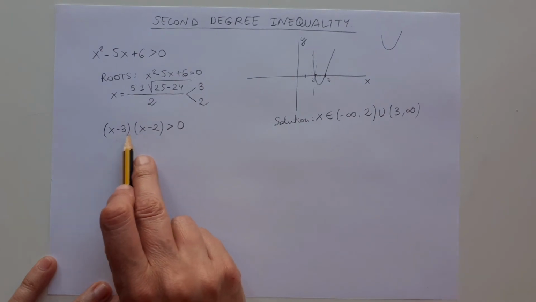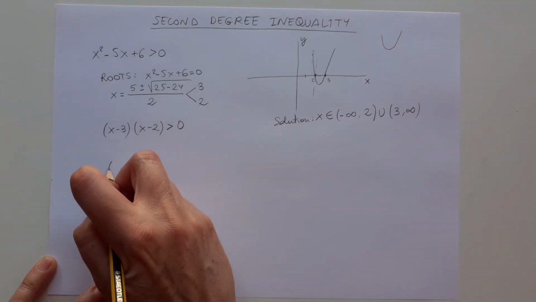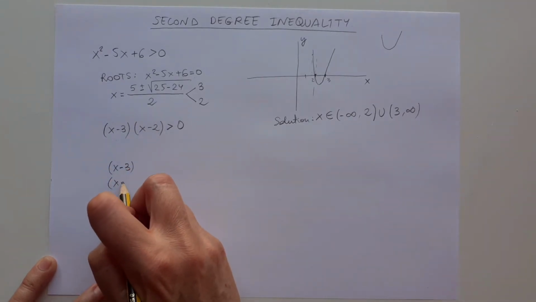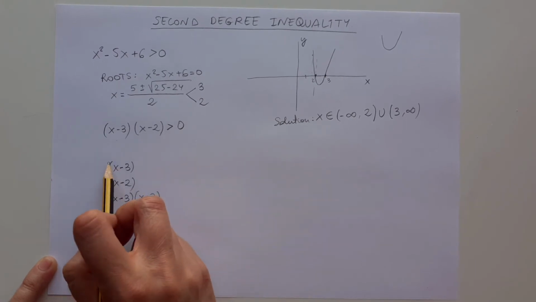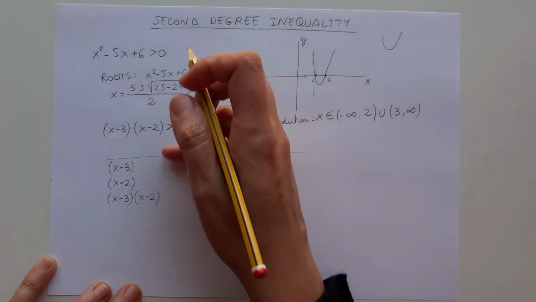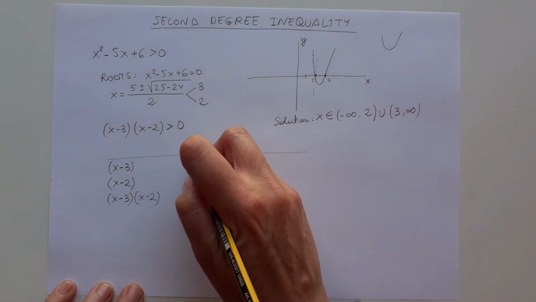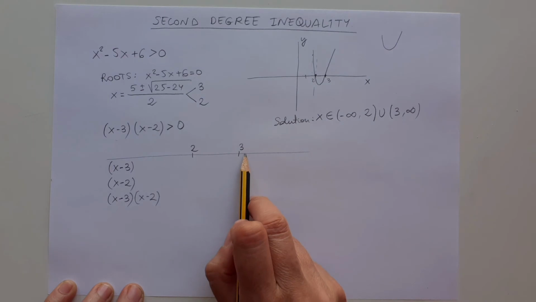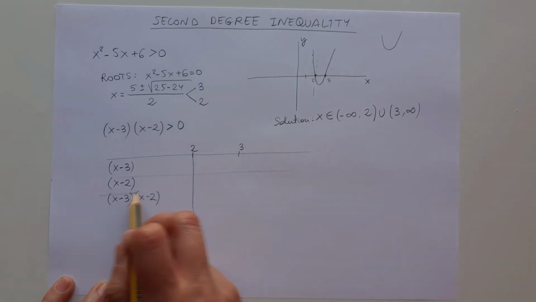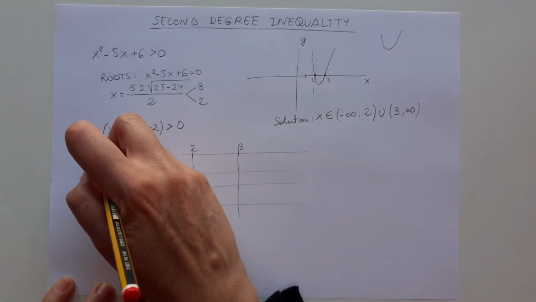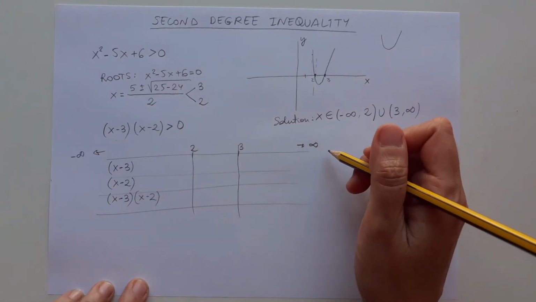So I need to study the signs of the factors to know the sign of the result, that is the product of both. So I'm going to write this factor, I'm going to write the other, and I'm going to write the product. And now this represents the number line. I'm going to place the roots here, which are 2 and 3. These values will make one of the factors equal to 0. Now, remember that negative infinity will be that way and positive infinity will be this to the right.